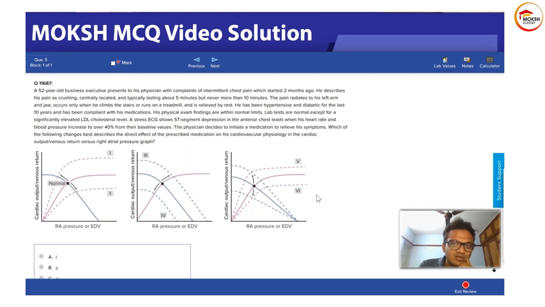Clearly I can say this is stable angina. He has high LDL cholesterol, so he's having atherosclerosis and stress ST segment depression. Okay, so clearly he has stable angina, right? He is not having myocardial infarction because of the ST depression, right?